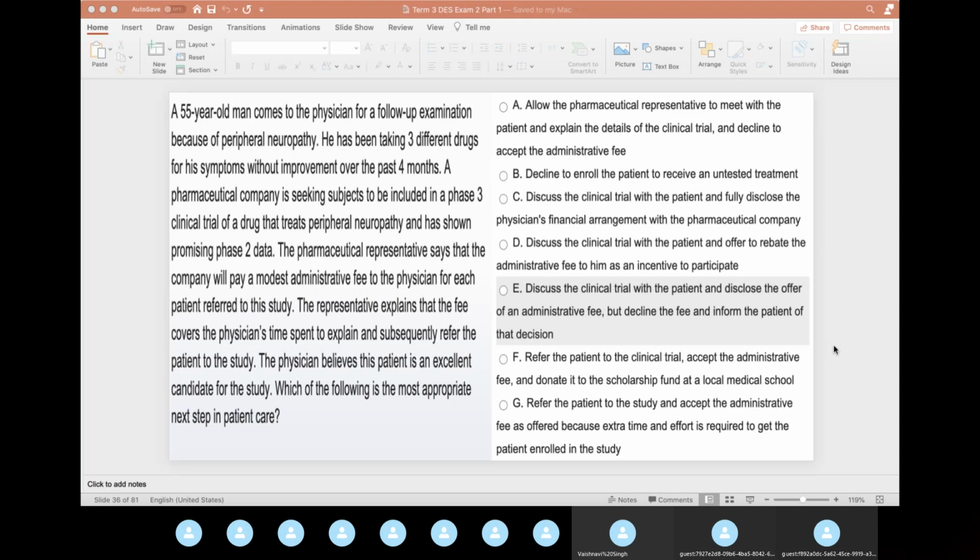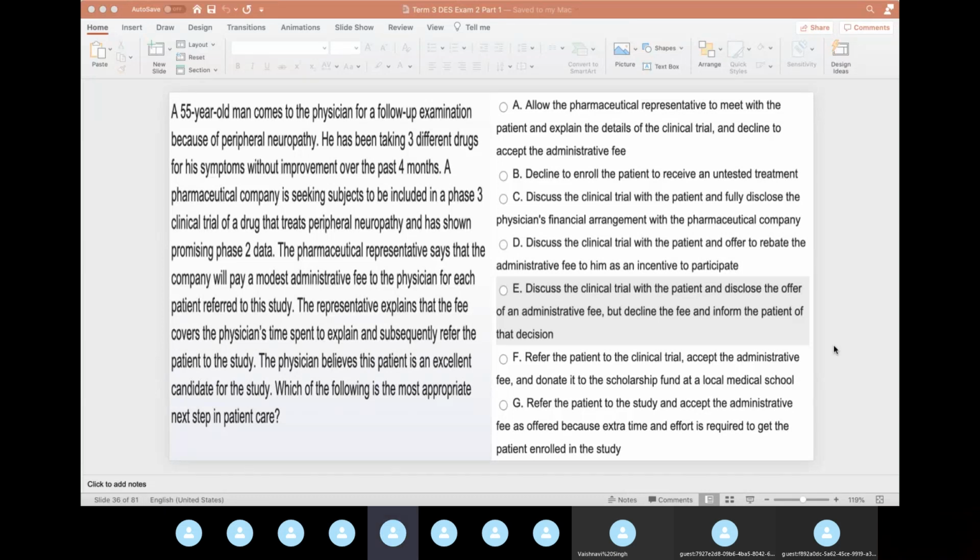So this is a clinical trial, and you think that the patient is an excellent candidate for the study. However, remember, the representative explains that the fee covers the physician's time spent to explain and subsequently refer the patient to the surgery. So you have a secondary gain. So what are you going to do? So you have a secondary gain.